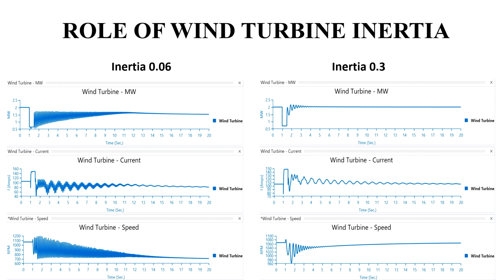But when the inertia of the wind turbine is 0.3, even though the fault is cleared in 1.5 seconds, after approximately 5 seconds the speed, current, and megawatt value of the wind turbine stabilize. By comparing these two pictures, we can say that the higher the inertia constant, the sooner the wind turbine will get stabilized. But the lower inertia constant wind turbine will take more time to get stabilized after the fault clearance.